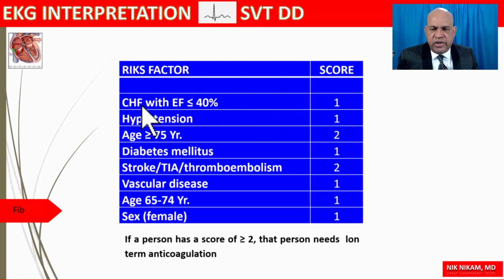If the patient has CHF with an ejection fraction of less than 40%, you give a score of 1. Hypertension 1, age 75 or greater 2, diabetes 1, stroke or TIA or thromboembolism in the past 2. Similarly, you come up with all these things. If the person has a score of 2 or greater, that person needs to be on long-term anticoagulation for prevention of a stroke. Those patients who are at risk for arterial embolization through the left atrial thrombus can reduce the risk of stroke by more than 50% by being on anticoagulant treatment.